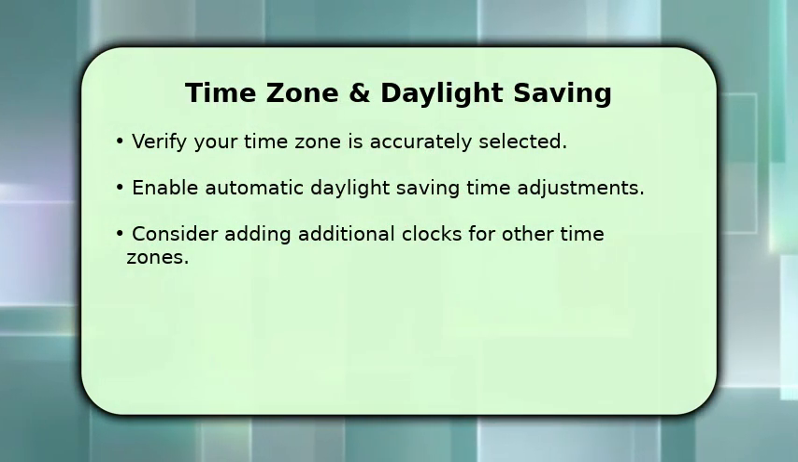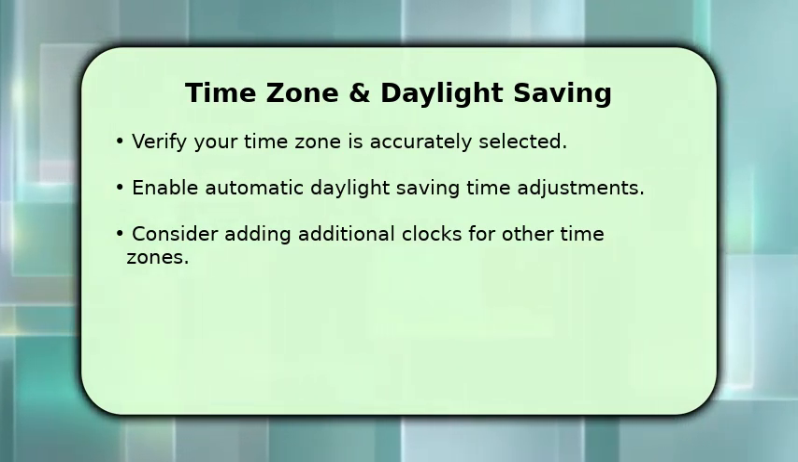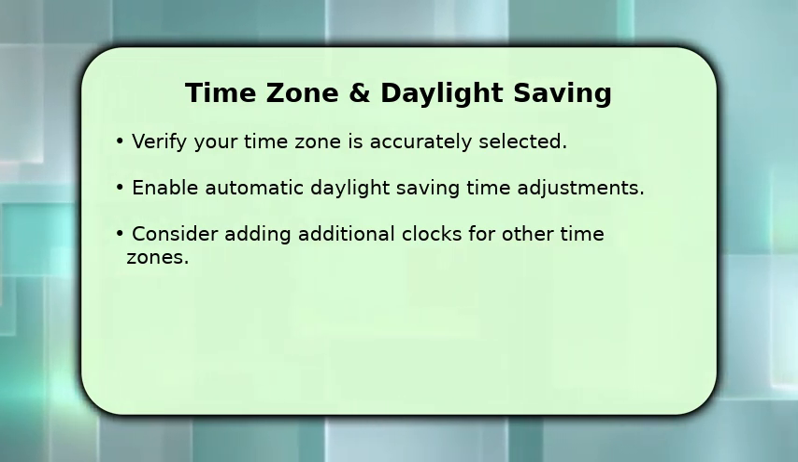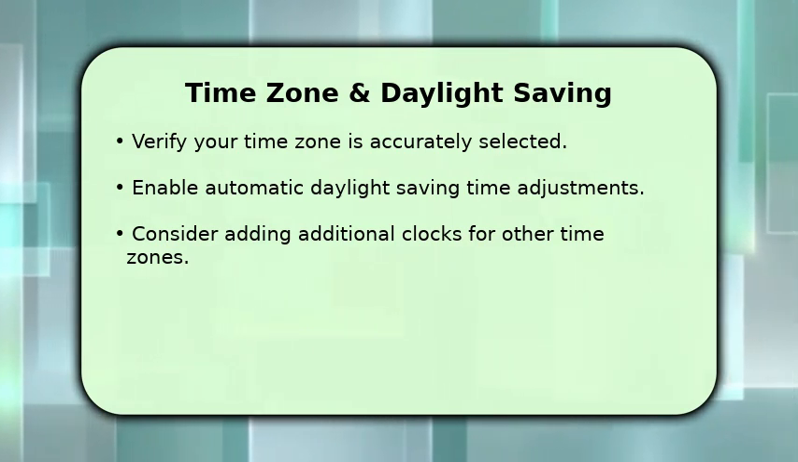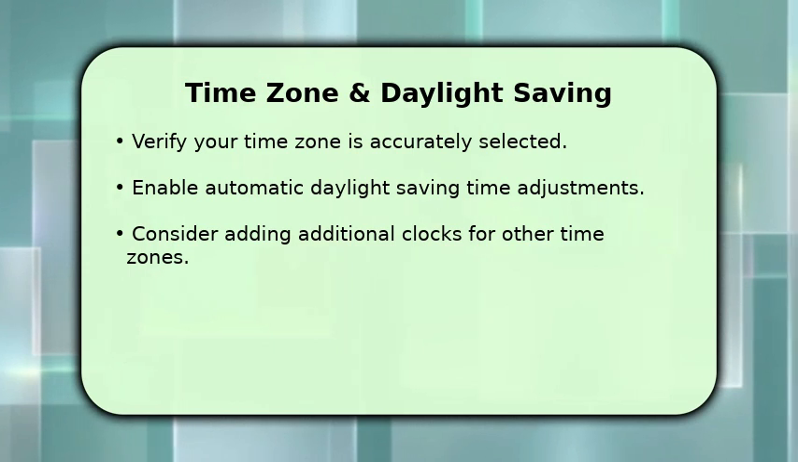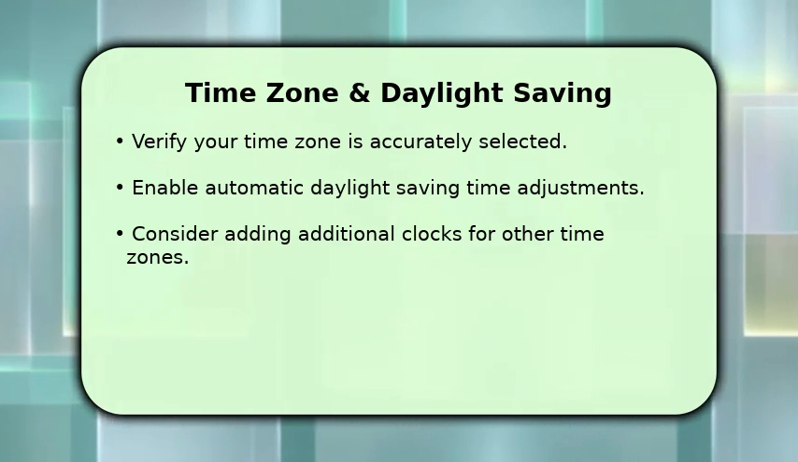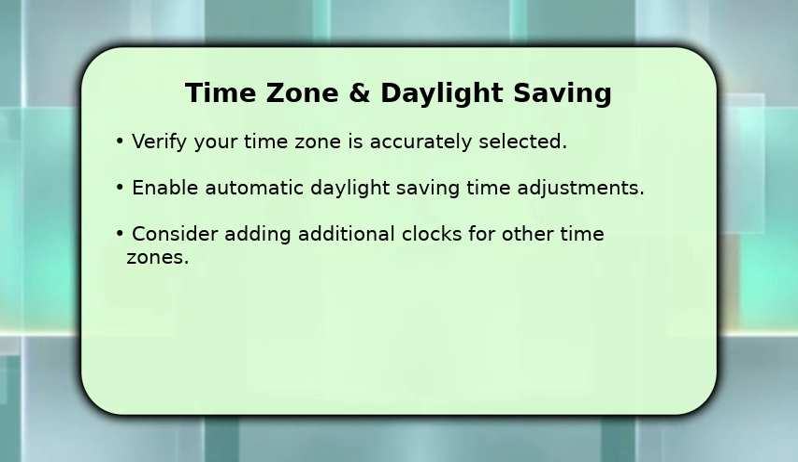It's crucial to have the correct time zone selected for accurate scheduling. You can set your time zone automatically or choose it manually from a list. Additionally, ensure the Adjust for Daylight Saving Time Automatically option is enabled if your region observes it. For those who interact across different regions, Windows also offers the convenience of adding extra clocks for other time zones.